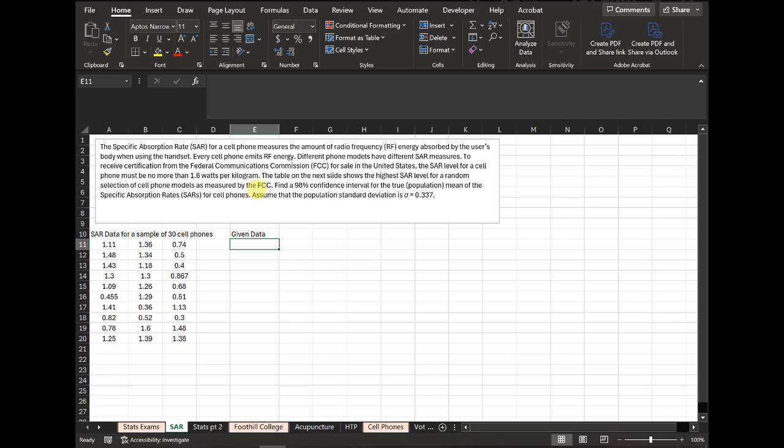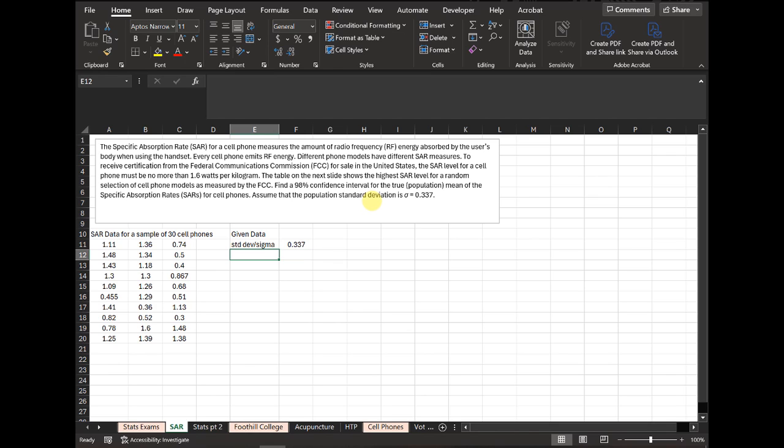One thing that you'll notice is it says we have the population standard deviation. So I've got my standard deviation, and again, you just want to continue to notice, is this going to be sigma or is this going to be S? This will start to matter more as we move along in this workbook. So for now, I have just my sigma, that's 0.337.